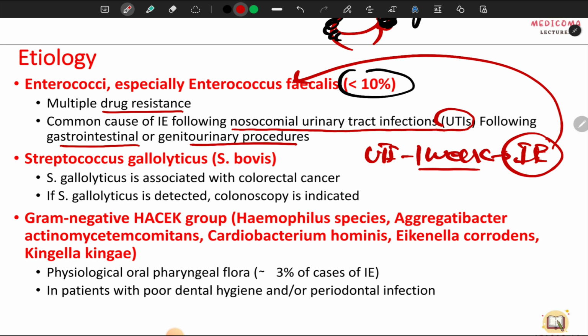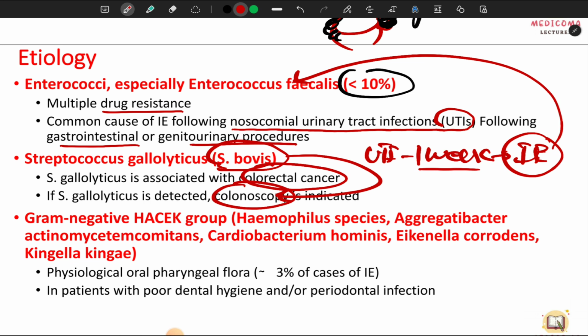Streptococcus gallolyticus, also previously called Streptococcus bovis. This bacterium is most commonly associated with colon cancer. So if we suspect Streptococcus bovis in infective endocarditis from a culture, we will also do a colonoscopy because it is most commonly associated with colon cancer. That's why we will do a colonoscopy to check whether there is any growth or lesion in the colon.